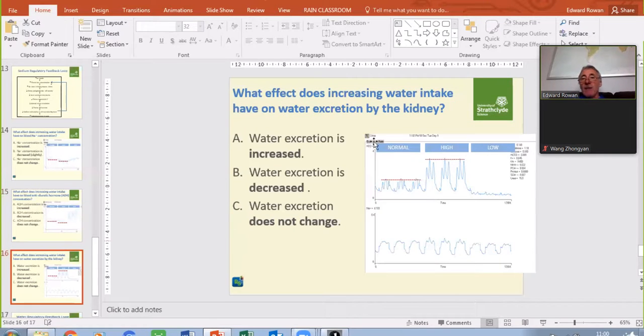And what effect does increasing water intake have on water excretion by the kidney? Well, as you can see here, the excretion rate goes up quite markedly as you increase your water intake. Everyone will have experienced that. And as you reduce your water intake, then the amount of water that is excreted, i.e. the volume of urine that you produce, is much less.